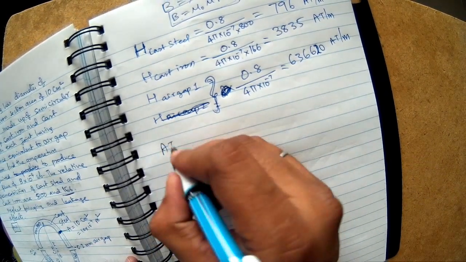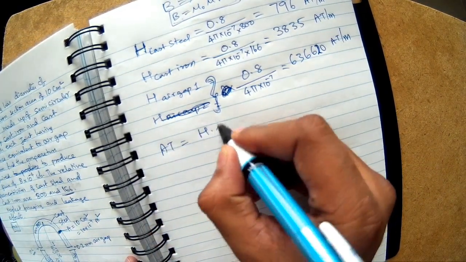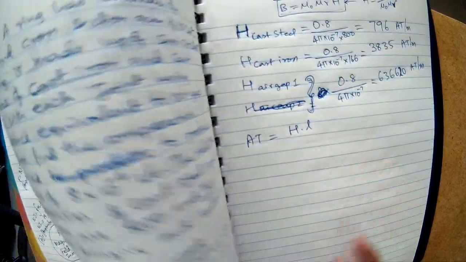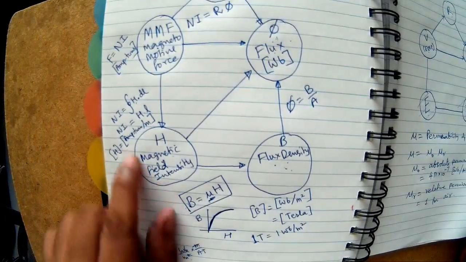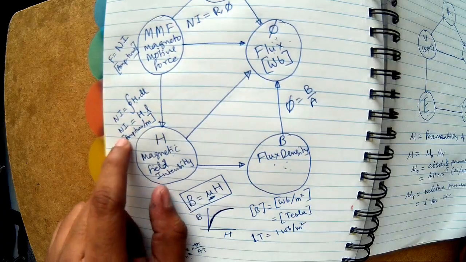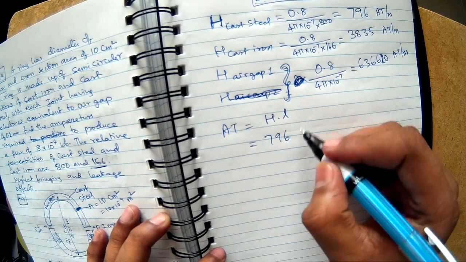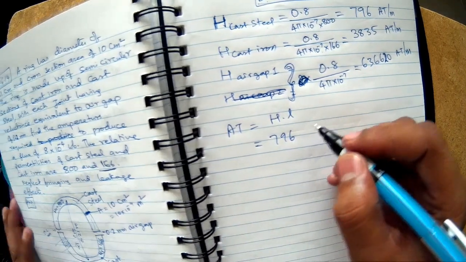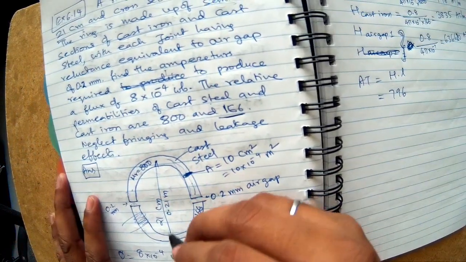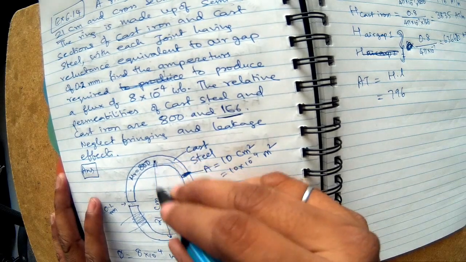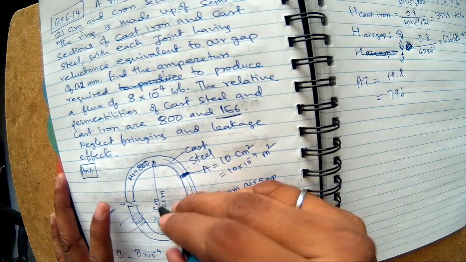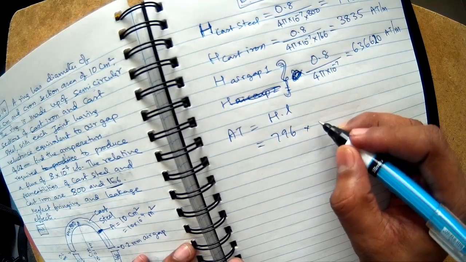So ampere turns is nothing but H into L. So again, if I go back, here you can see ampere turns, Ni, is H into L. So I have H here, 796. What is the length of the cast steel? So we know diameter is 21 centimeters. So the radius will be half of that.